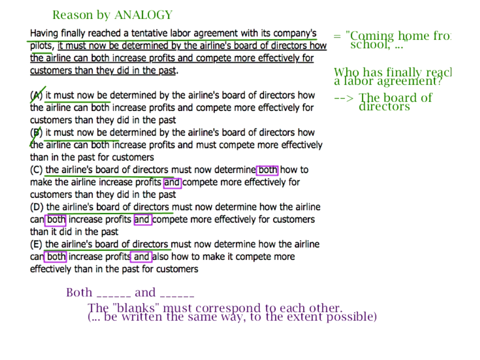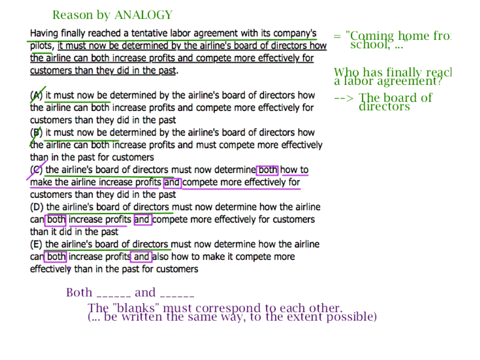So the things that are after those have to be matching things. That's how this game works. So if you look at what comes after those things, look at it. So here it's how to make the airline increase profits. But this is not how to compete. This is just compete. So those are not parallel.